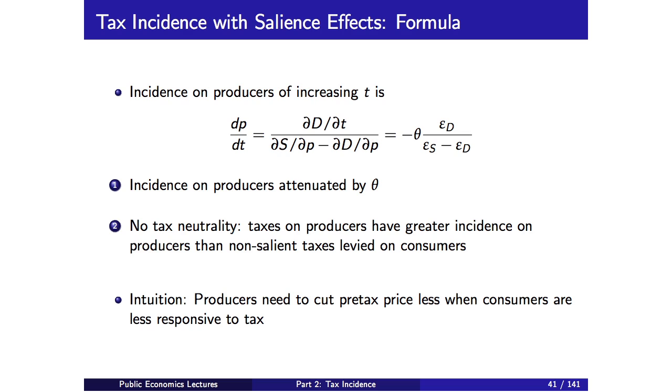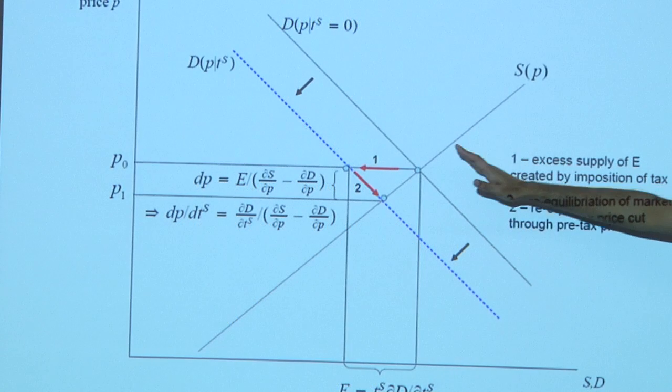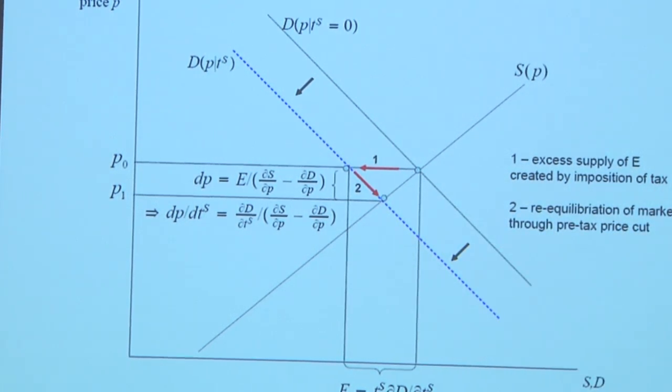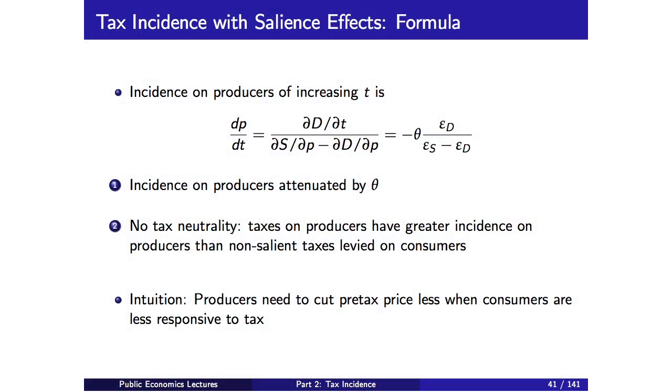There are some useful lessons. The incidence on producers is attenuated by theta. So we generally think theta is probably going to be less than 1 because people aren't paying attention to taxes. That means that producers are going to end up bearing less of the burden of a tax because the demand curve is going to shift inward less, right? So it's as if the consumer is not as elastic because he doesn't care when the tax rate goes up because he doesn't notice it.